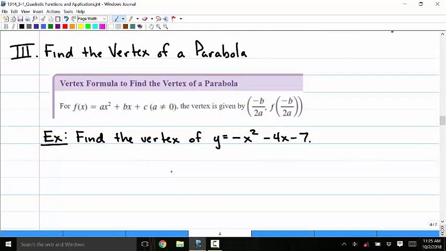Okay, amazingly, they tell you in the next section, find the vertex of a parabola. Vertex is a point, correct? What is the x value? Negative b over 2a. How do you get the y value? You plug that value into your function. It's f of negative b over 2a. So go find the vertex of y equals negative x squared minus 4x minus 7.